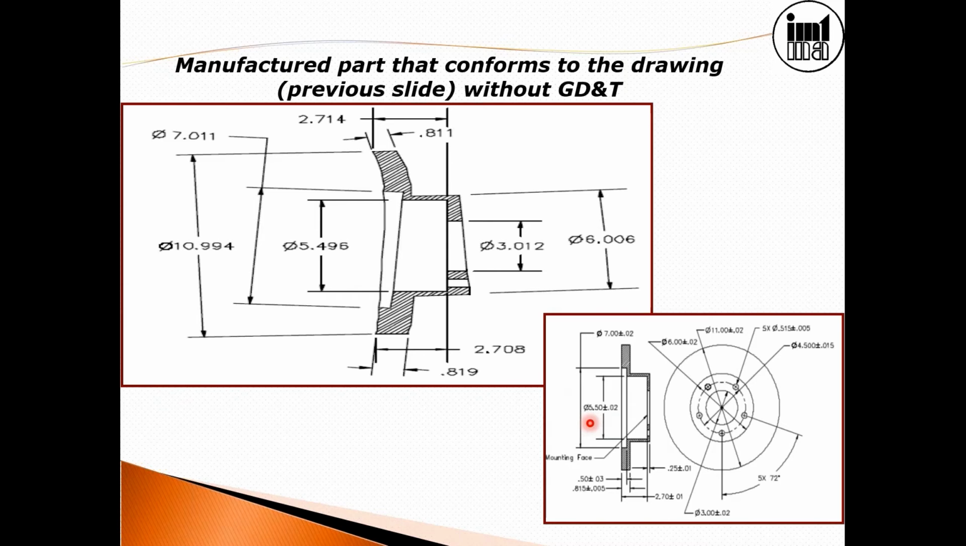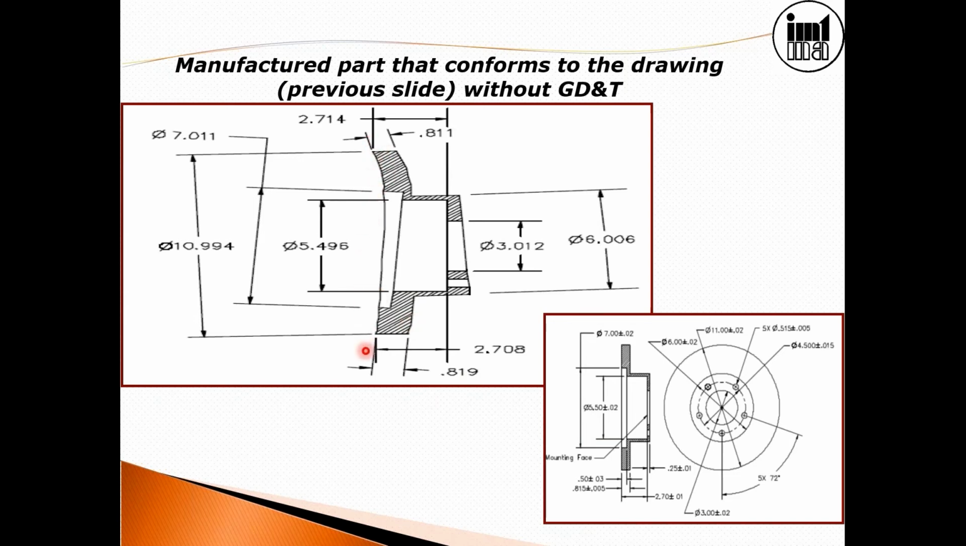Take any dimension here. All the dimensions are within the specified tolerances. But still, looking at the part itself, I can say this part cannot be usable. We have to reject it. I hope everybody understands why we have to reject it.